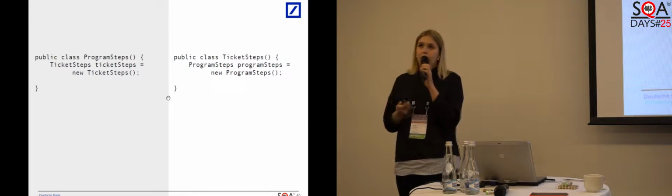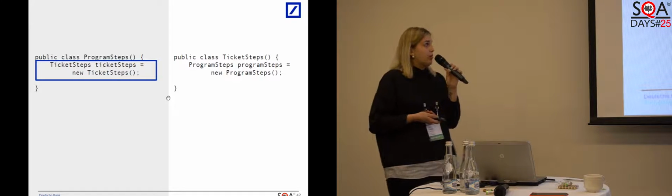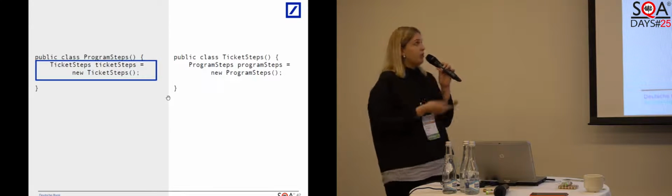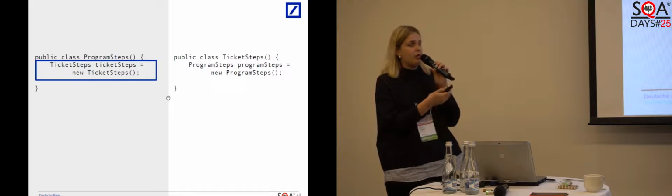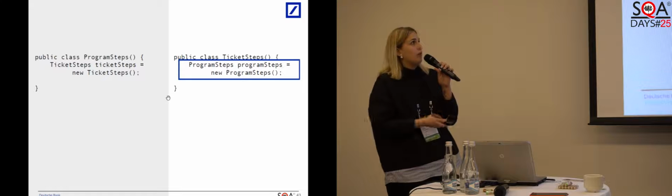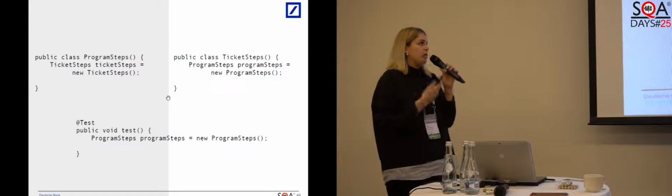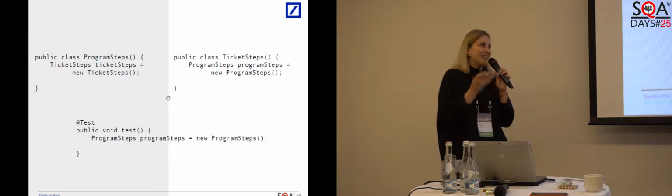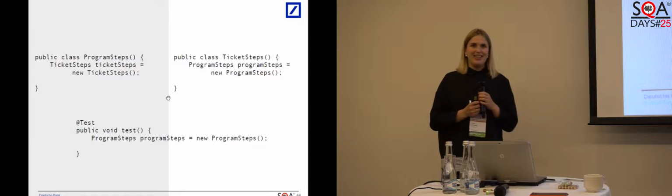The second problem was when we decided to use the steps in one another. Let's see an example. We have a class of the program steps and a ticket buying class. And in the first step, we needed to use both elements in both classes. So we decided to understand and to discuss what will happen here.